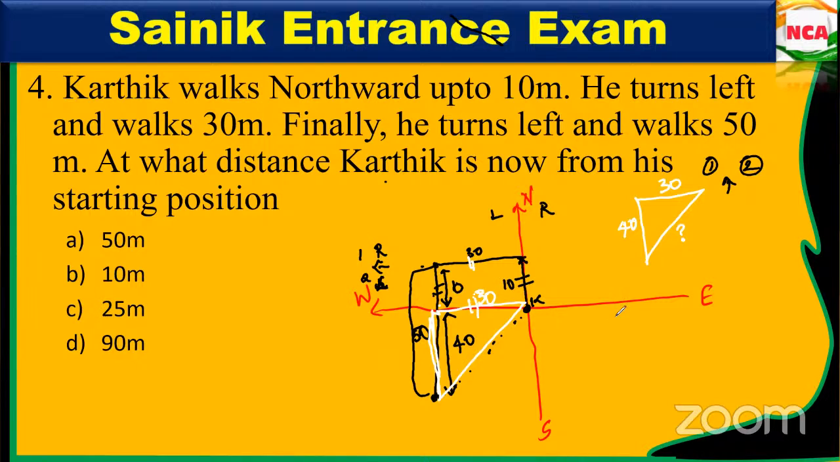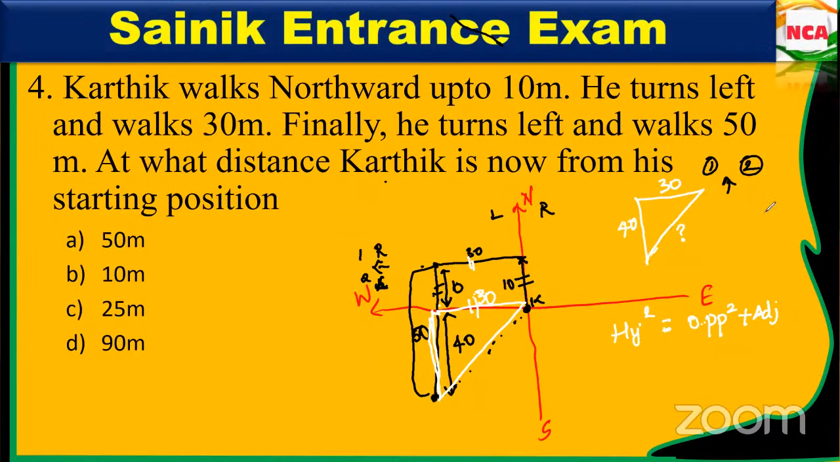Ma'am, 90 meters. No. How can you say that it is 90 meters? By using Pythagoras theorem. Do you remember Pythagoras theorem? Ma'am, I don't know. You don't know. Okay, fine. So hypotenuse side square is equal to opposite square plus adjacent square. So what is the hypotenuse side?